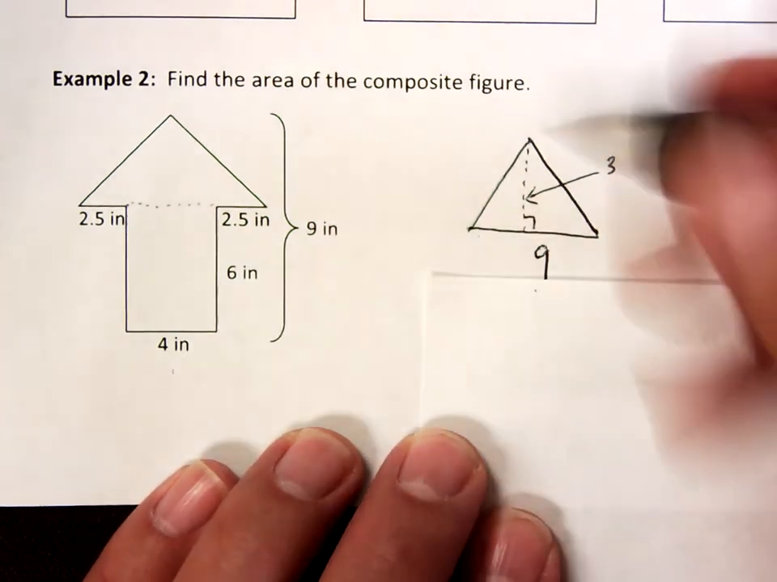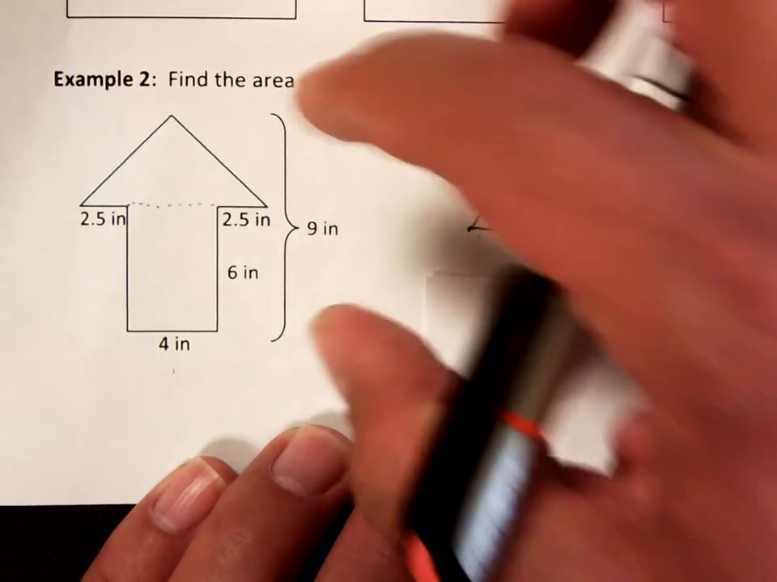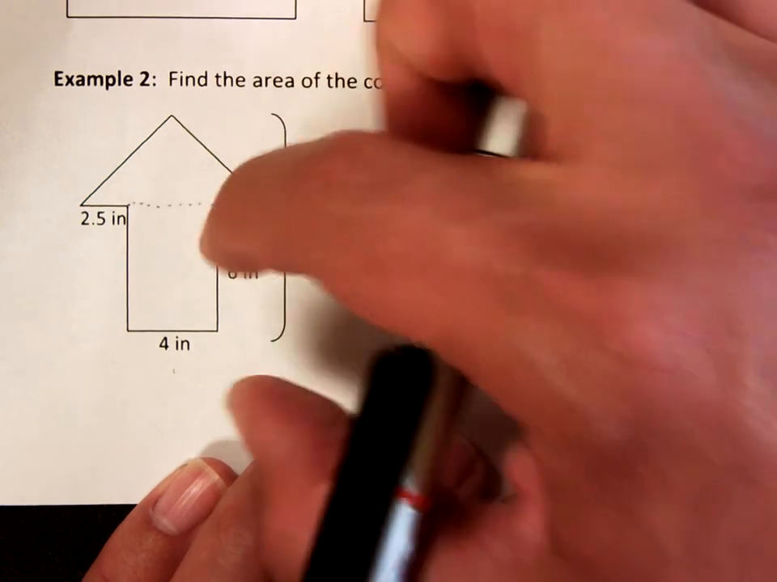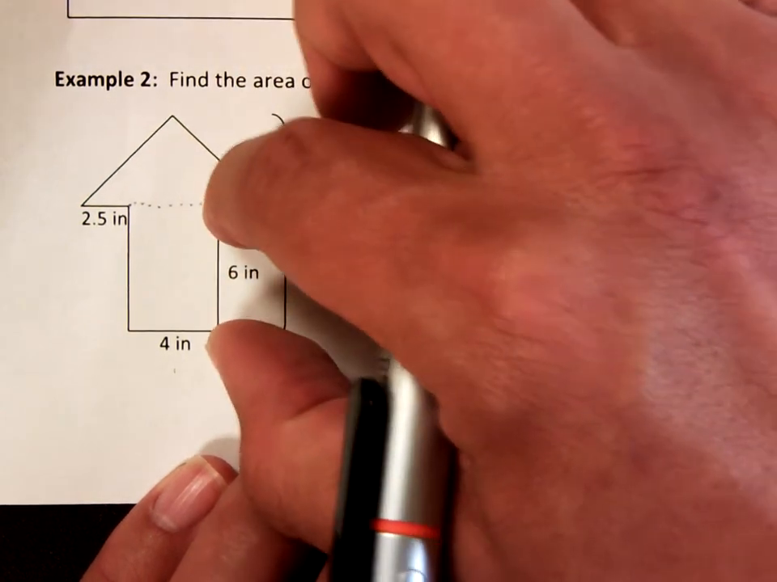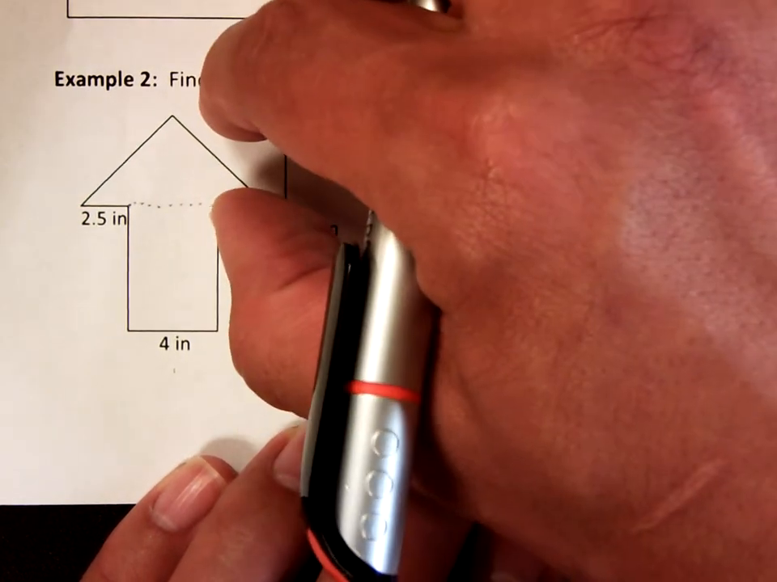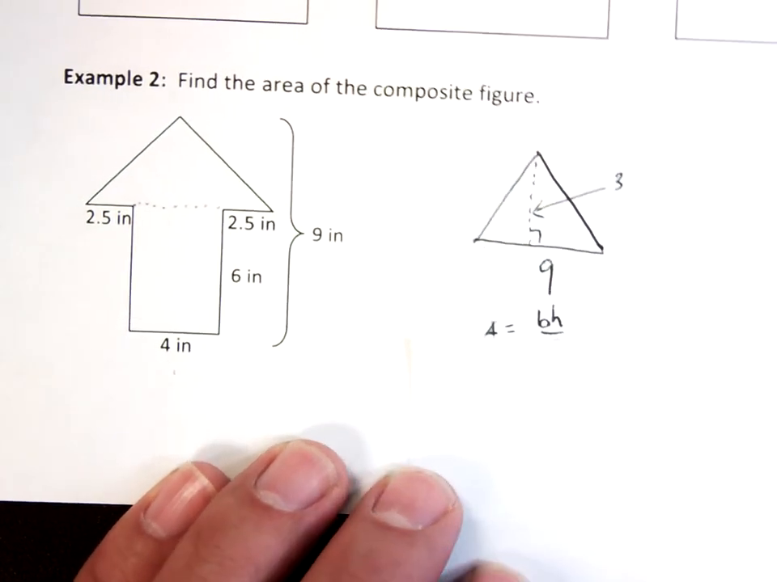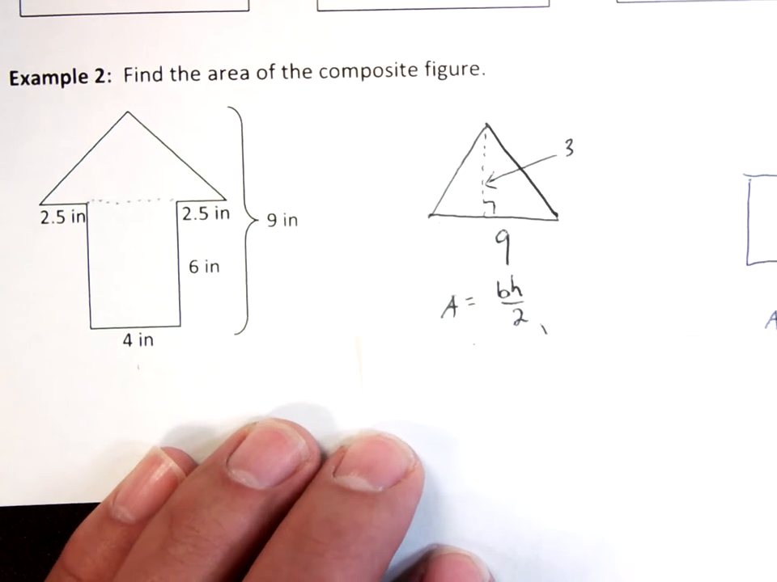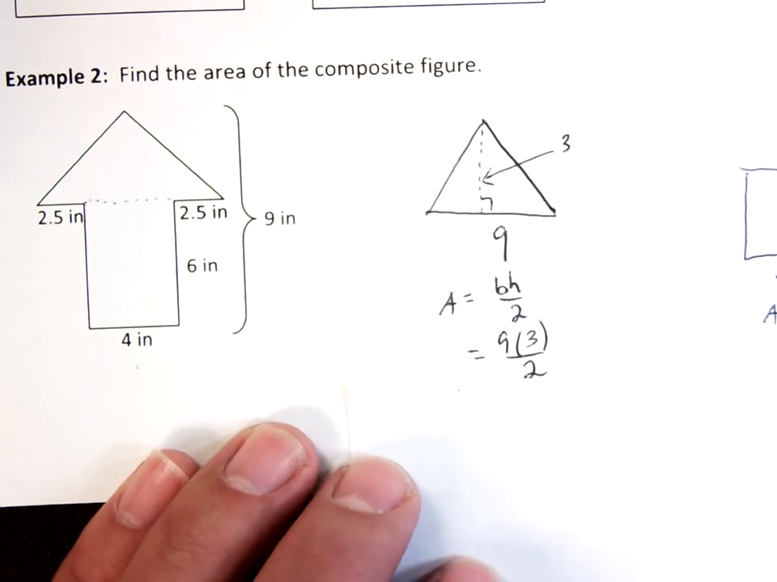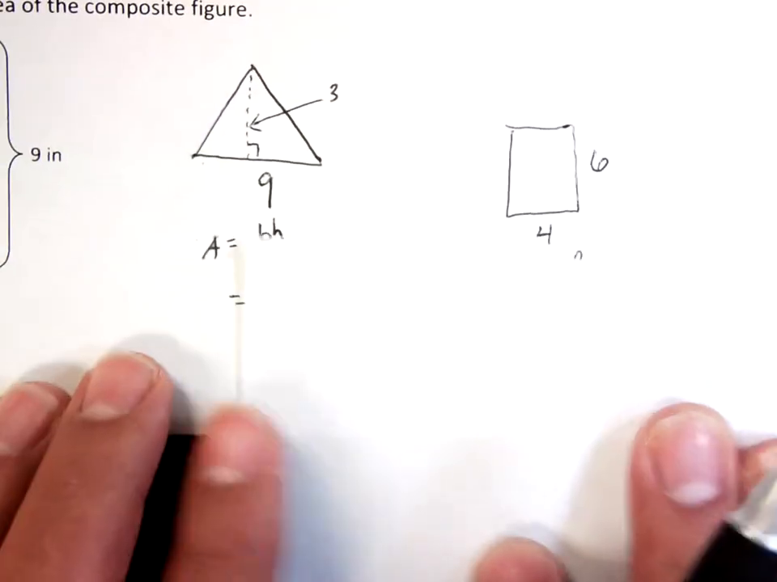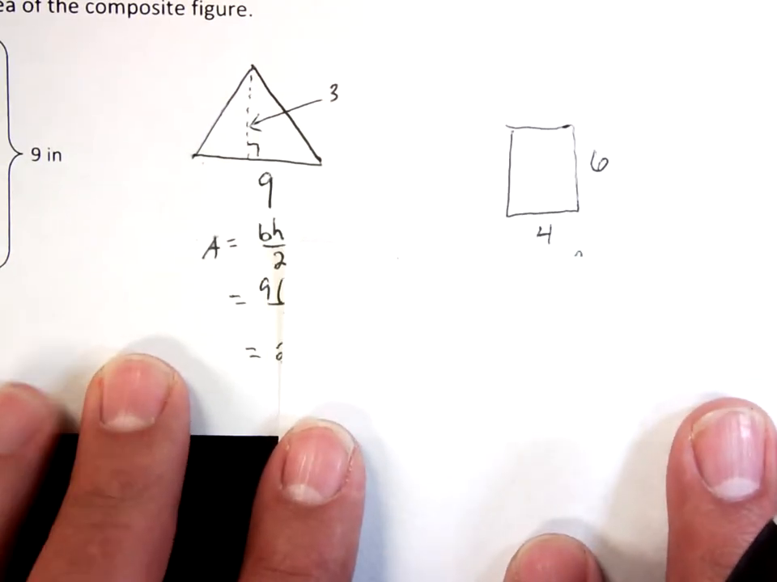And the height, I'm saying, is 3. Well, if it's 9 all the way from the top to the bottom, and it's 6 from here to here, then this piece must be 3. So that's where the 3 is coming from. Now I just do area of a triangle, it's base times height divided by 2. Plug in my numbers: 9 times 3 divided by 2, and I get 27 over 2 as the area of the triangle. Okay, then I just worked on the rectangle. The rectangle on the bottom is just 6 by 4.